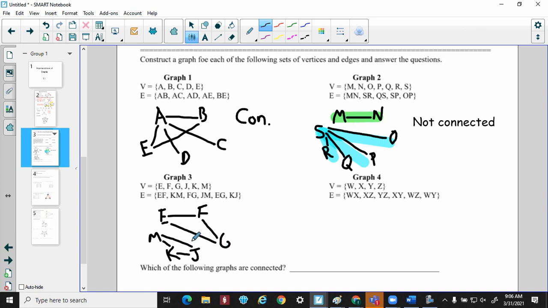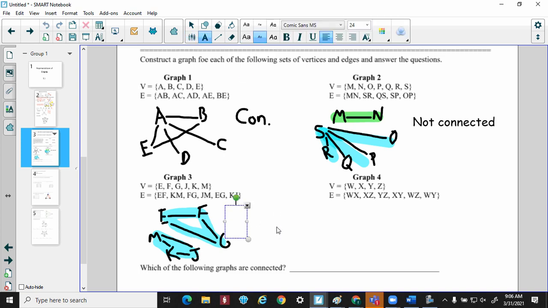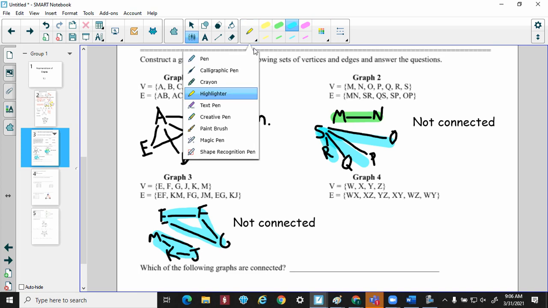Uh-oh. Basically what we have is two triangles. So hopefully you can see it. So we have E, F, G. All these are connected. But then we have M, J, K. They're not. These two are almost like two separate graphs here. There's two different parts to it. So basically not connected. And if it's not connected, obviously it cannot be connected or complete as well.